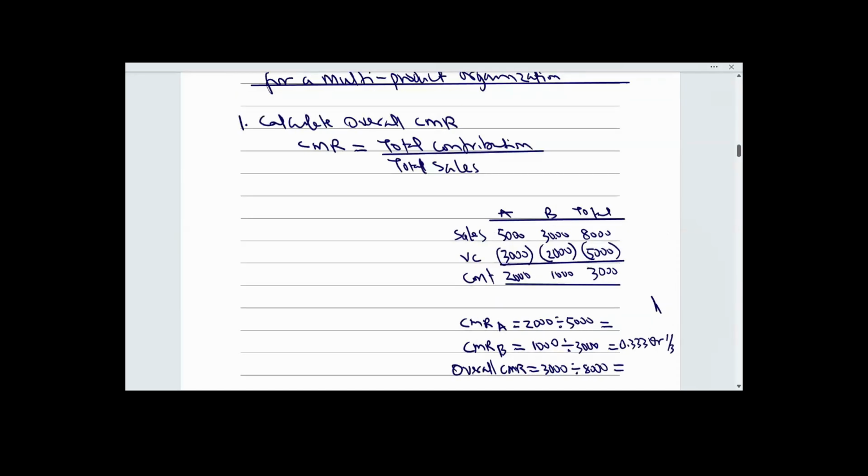So, anytime you want to determine overall contribution margin ratio, it is not the contribution margin ratio for each product. Rather, it is the contribution margin for the entire company. So the total represents the entire company. So that's what I demonstrated as an example for you.